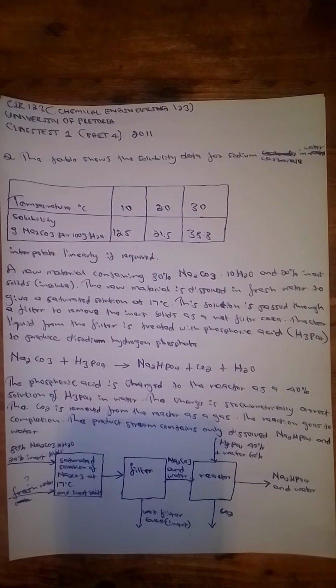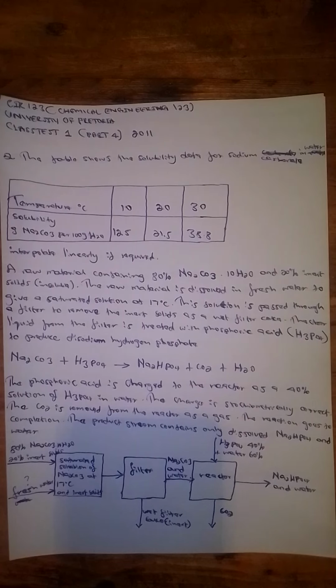We are continuing with class test 1, and we're looking at part 4 of class test 1 of 2011 of our CIR 123 module, which is a second chemical engineering module at the University of Pretoria. The second question of the class test says the table shows the solubility data for sodium carbonate in water, and it also highlights that you can interpolate linearly if required.